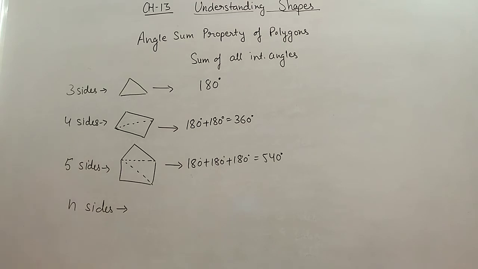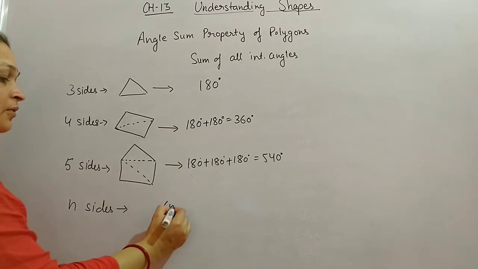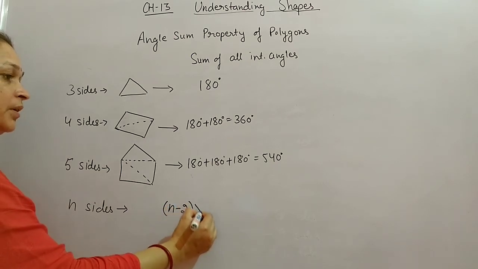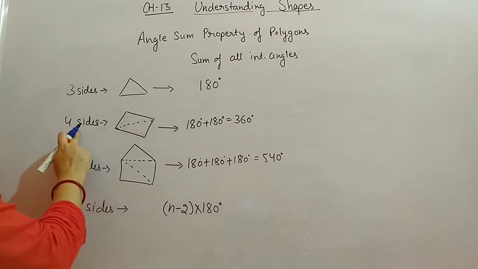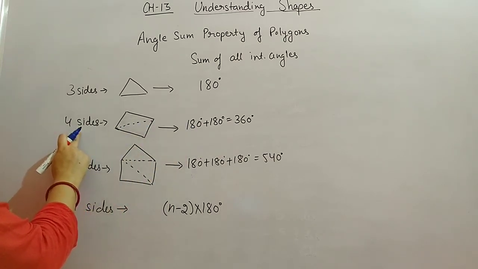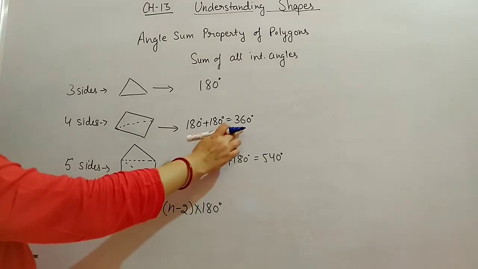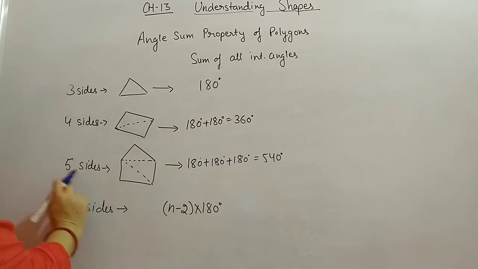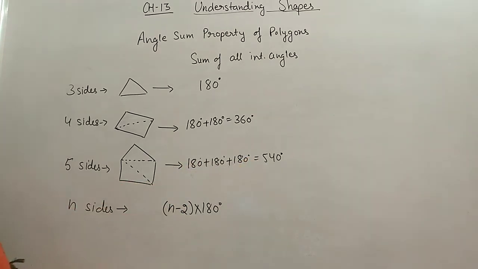For that we have one formula. The formula for an n-sided figure to find the sum of all interior angles is n minus 2, into 180 degrees. You can see here, when sides are 4, 4 minus 2 is 2, into 180, 360 degrees. When sides are 5, then 5 minus 2 is 3, into 180, 540 degrees. So with the help of this formula we can find the sum of all interior angles of a polygon.